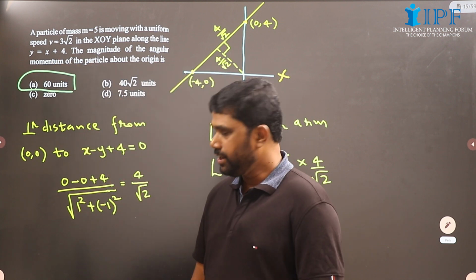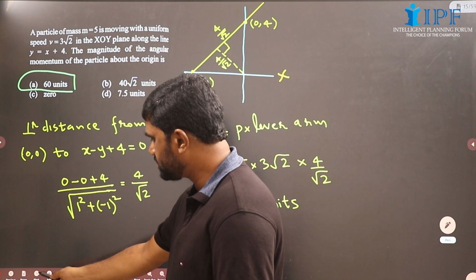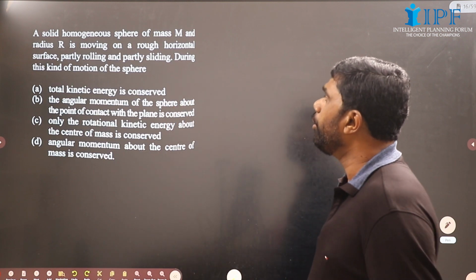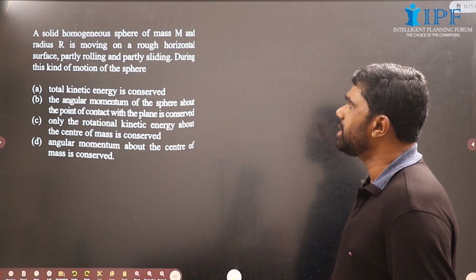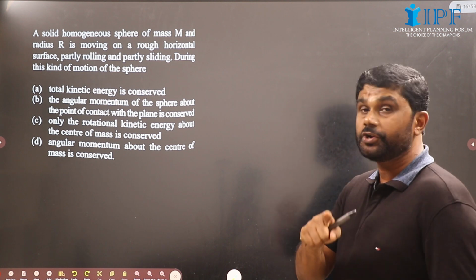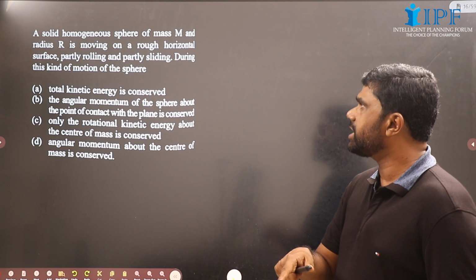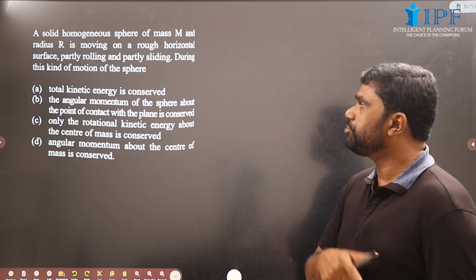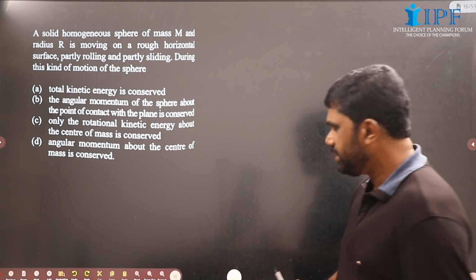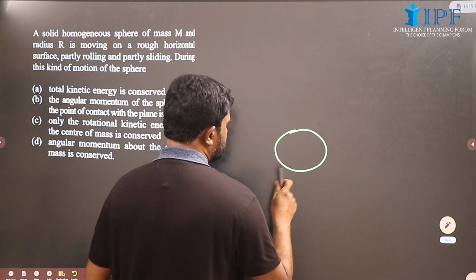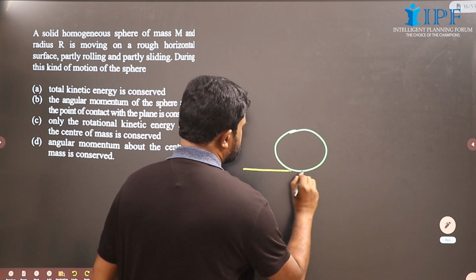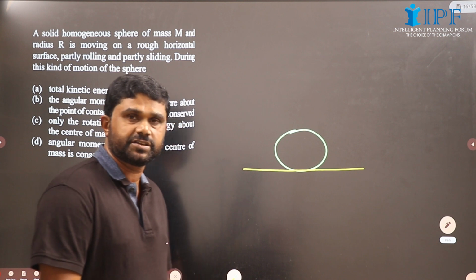Okay. Now let's try what we have next. See, a solid homogeneous sphere of mass m and radius r is moving on a rough horizontal surface, partly rolling and partly sliding. During this kind of motion, we have a sphere like this, and it is moving over a horizontal rough surface.